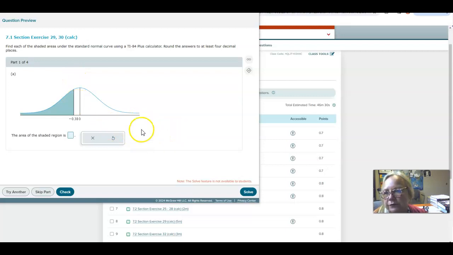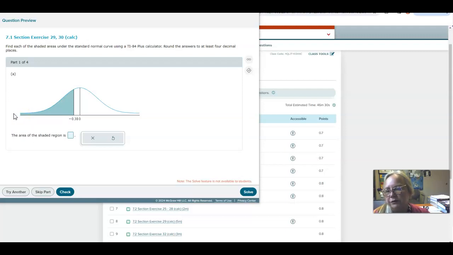Hello, in this video I will explain how to answer questions number 2 and number 8 from homework 7.1/7.2. In the first part of question 2, you need to find the area of the shaded region, this region. The region we always read from left to right.